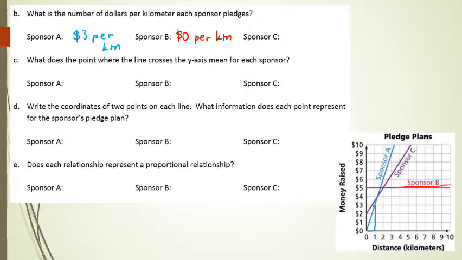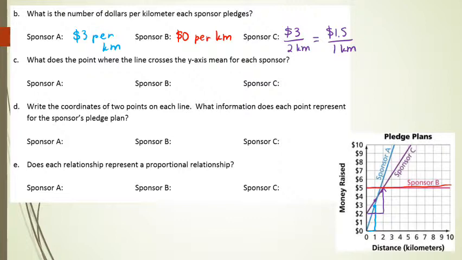And then for sponsor C, this is the slightly trickier one. So we were just saying it's kind of like it goes up a certain amount, right? Every 2 kilometers I walk, I go up $3. So $3 for 2 kilometers is equivalent to $1.50 for 1 kilometer. And I can kind of see how that matches up here. If I go over 1 and then up, I get up about $1.50.